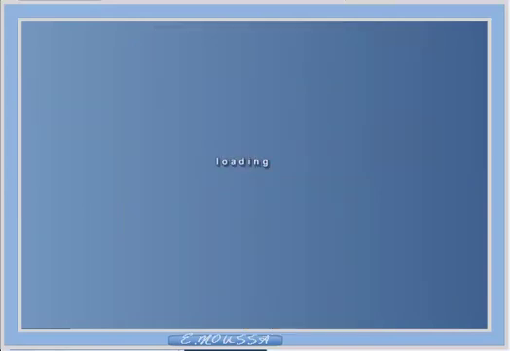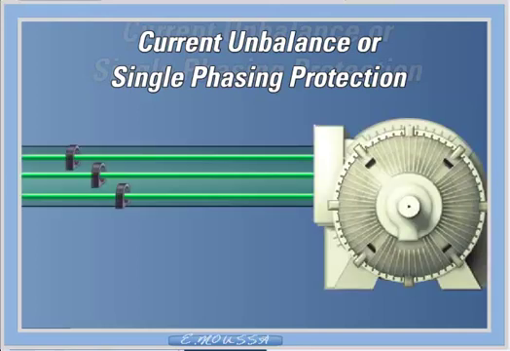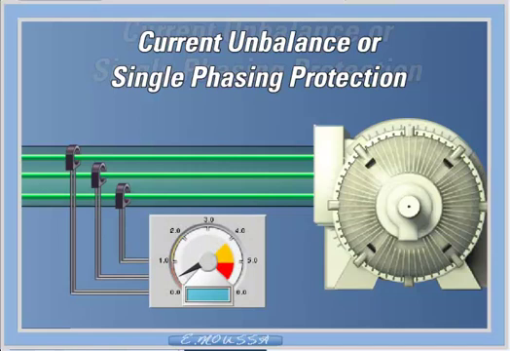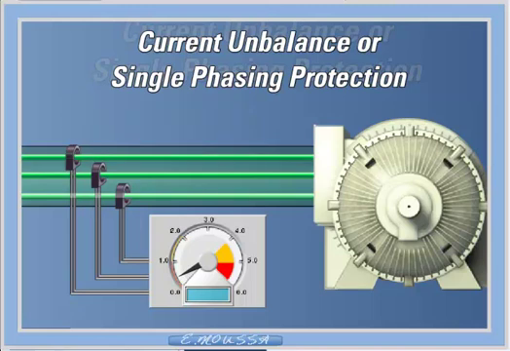Current unbalance or single phasing protection. The contribution of current unbalance to the thermal capacity used was covered earlier. Here, the magnitude of the current unbalance is used to detect and trip the motor if a single-phase condition occurs. Single phase refers to the situation when one of the three phases is no longer being supplied to the motor. If enabled, a trip and/or alarm occurs once the unbalance magnitude exceeds the current unbalance trip pickup for a period of time specified by the current unbalance alarm trip delay.